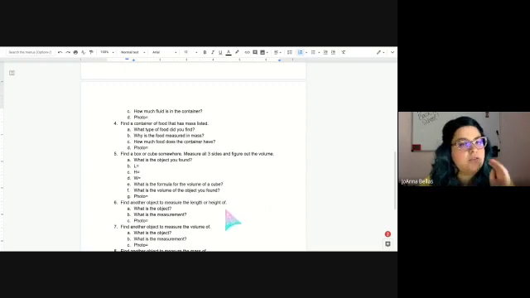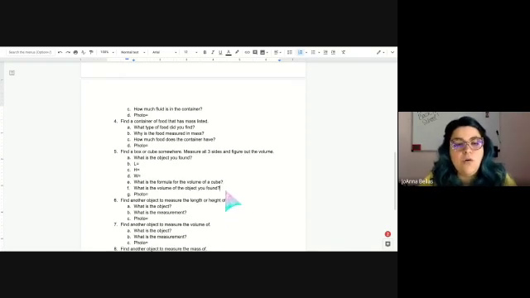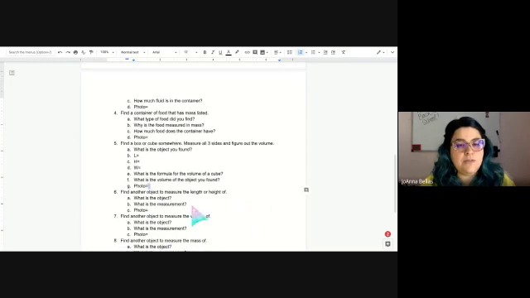If you forgot it, it's a quick Google search. What is the volume of the object you found? So here you're going to tell me the formula, and here you're going to actually solve it. So what is the volume of the object that you found? And you're going to insert the photo of that object.